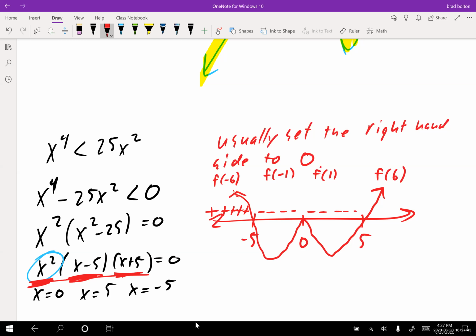So now we plug 6 in, and we get positive, positive, positive. So this is positive, right? And now I would graph it on my calculator just to see if my assumption was correct. And we have x to the fourth minus 25x squared.